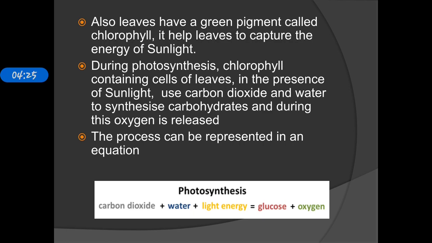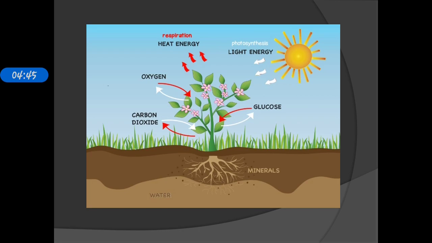We all know that oxygen is required for our body for respiration, and this process can be represented in an equation. Carbon dioxide plus water plus light energy, that is sunlight, gives glucose plus oxygen. Glucose is a carbohydrate. See in the picture, you can see that water and minerals are absorbed from the soil and transported to the leaf, and in the presence of sunlight and green chlorophyll, taking in carbon dioxide, glucose and oxygen are produced.